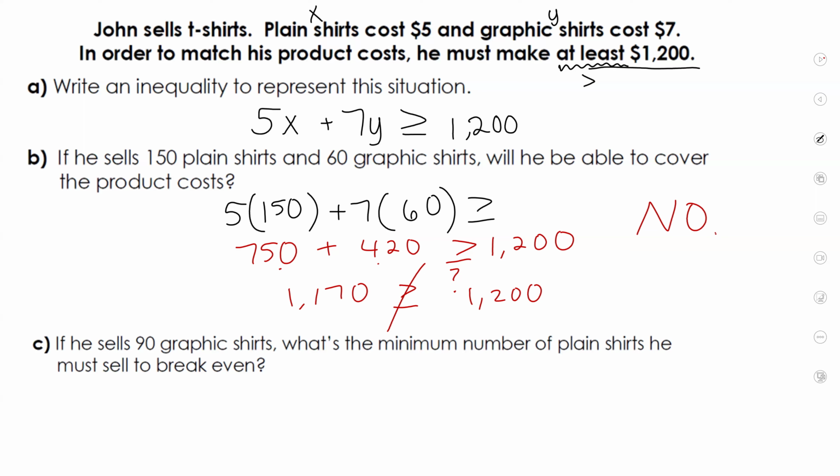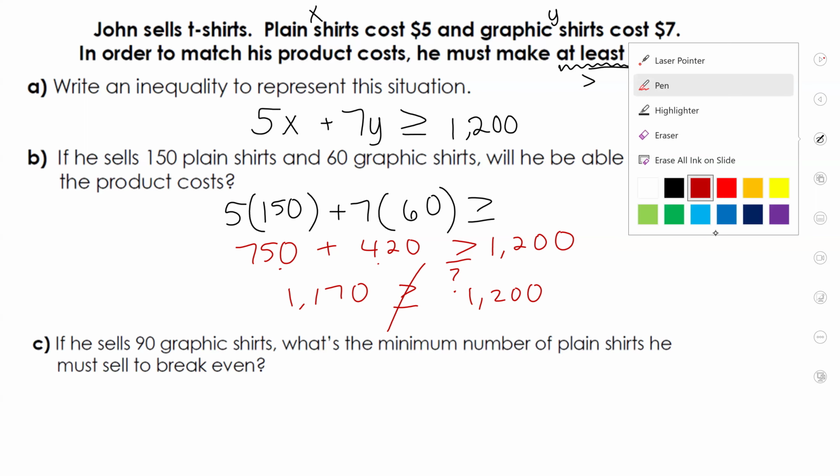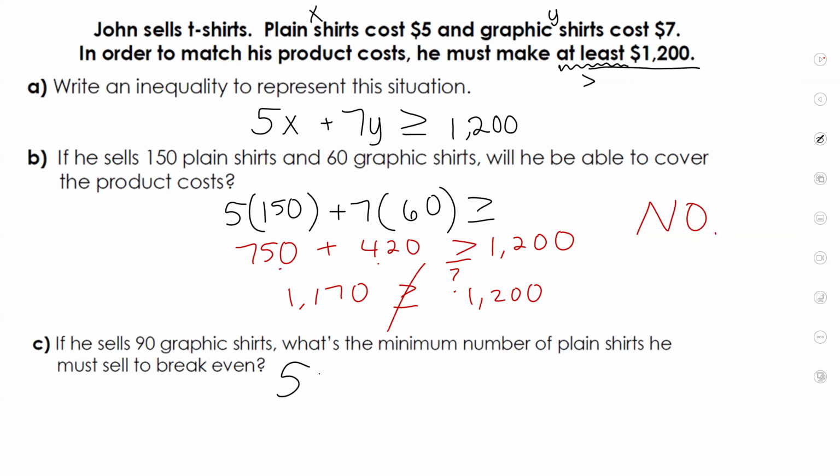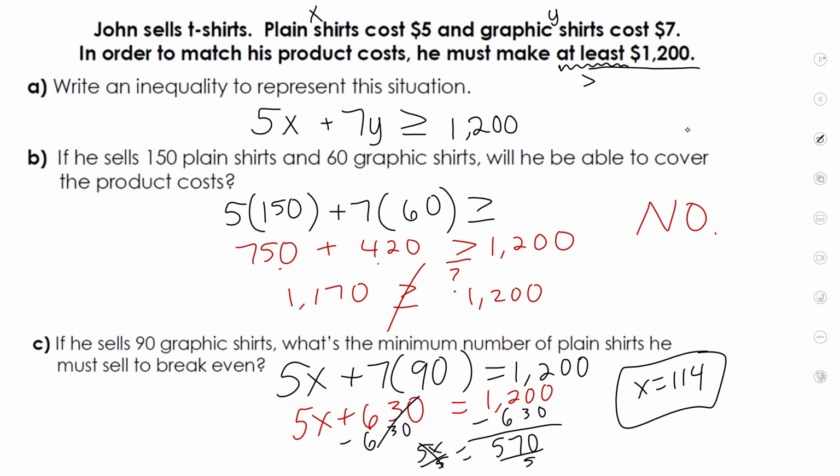All right, let's look at question C. If he sells 90 graphic shirts, so we have 5 for plain shirts, 7 for every graphic shirt, and he sold 90 graphic shirts, what's the minimum number of plain shirts he needs to sell to break even? So if he wants to make 1,200, just solve that and figure out how many shirts he needs to sell. I'm going to let you guys figure that out. Nice. Okay, let's go ahead and move on.